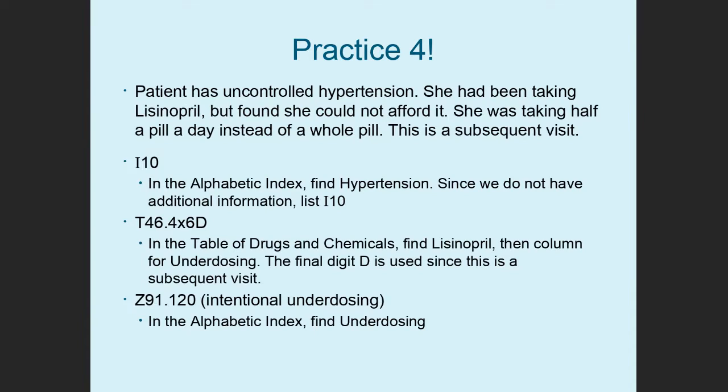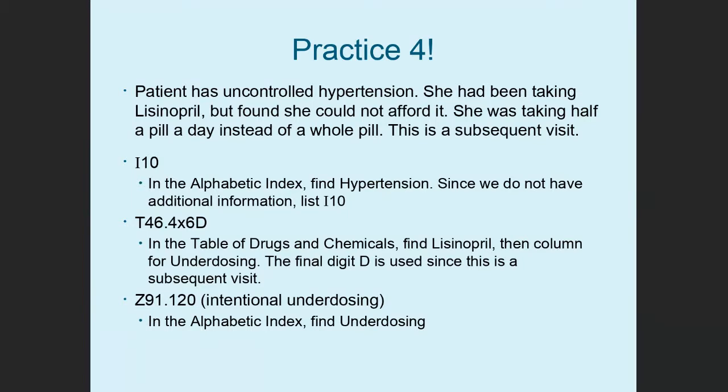So first you do the uncontrolled hypertension, I-10. That's all the information we have. Then you do the T46.4X6D for the lisinopril, using the column for underdosing. The final digit D is used since this is a subsequent visit.